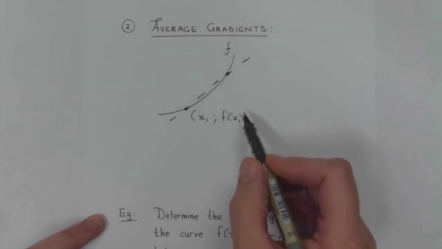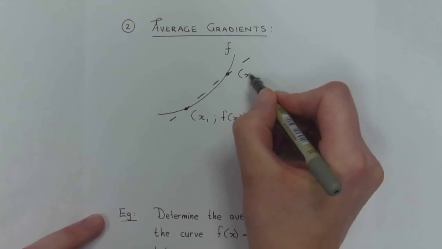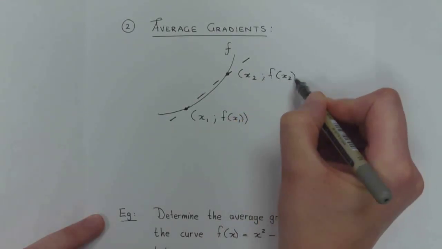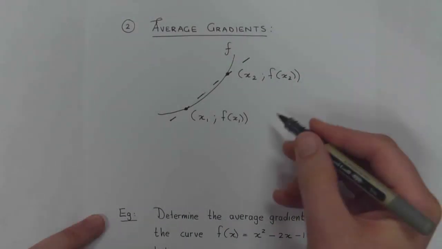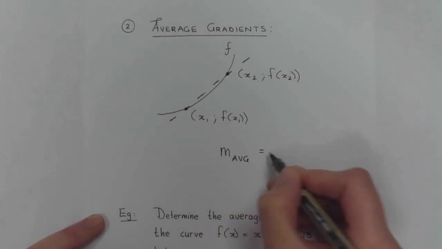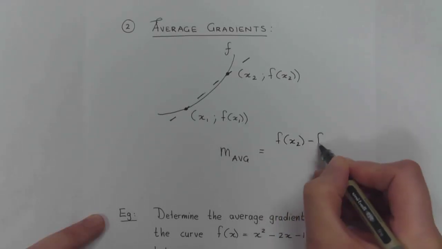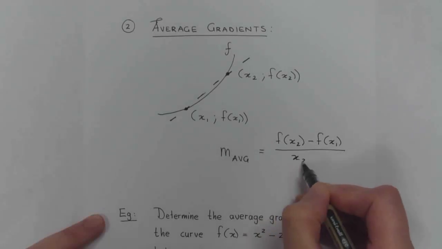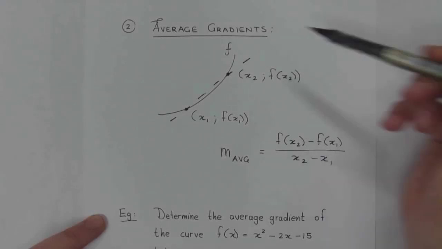But we're going to use this notation more often than not. And if that's the second point, we're going to say that's then x2, f of x2. So again, that's the notation we're going to be using. And that is why for my average gradient we generally use the formula: f of x2, which is the same as y2, minus f of x1, divided by x2 minus x1. So this is the formula we're going to be using whenever we talk about average gradients.